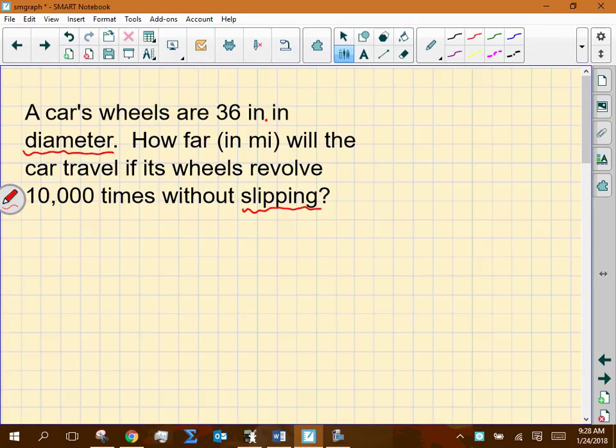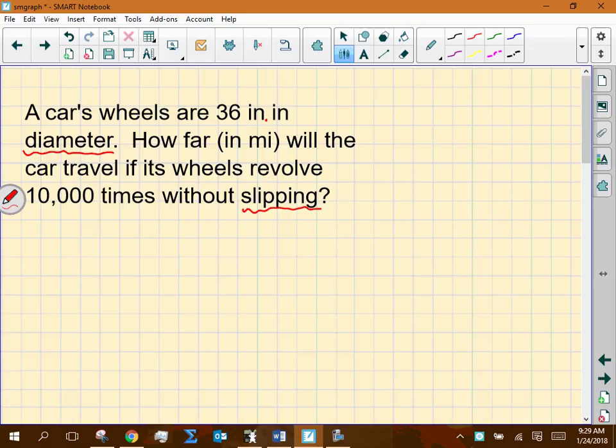There's slippage when you're driving. We want to negate that. We want to make sure that we're not talking about that. Because if there is slippage, then my wheel is turning, but I'm not gaining any horizontal distance. So that makes sense? Okay. So we're going to negate that.